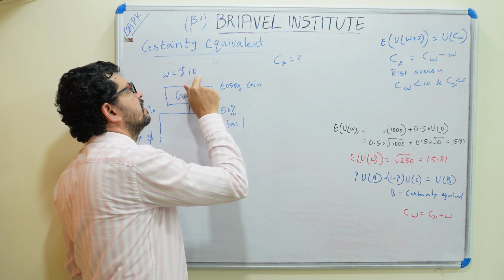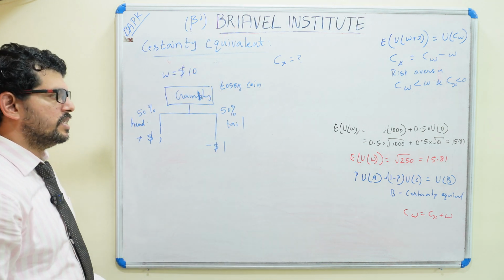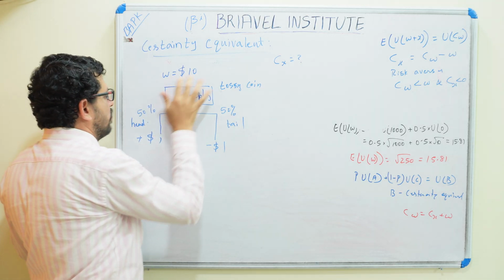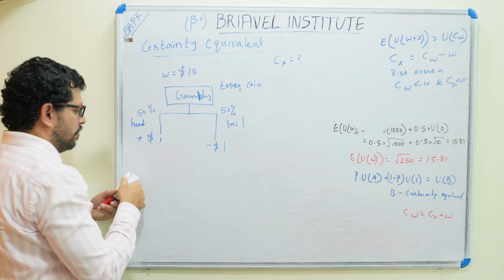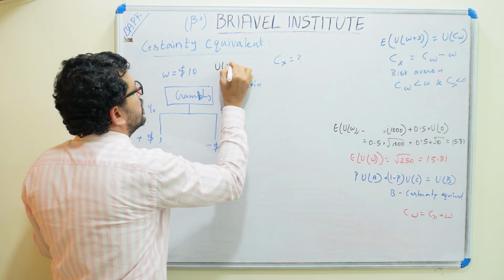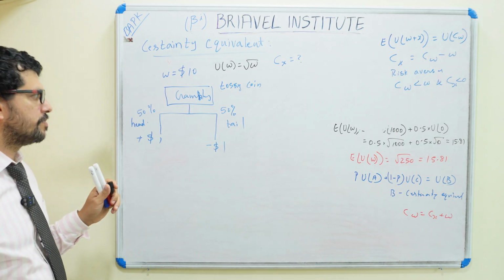But I have initial wealth. What is the certainty equivalent for the gambling alone? What is my CH? So I have an initial W of $10, and here is a plus 1 and a minus 1, and I also have to write my utility. My utility function is root W.